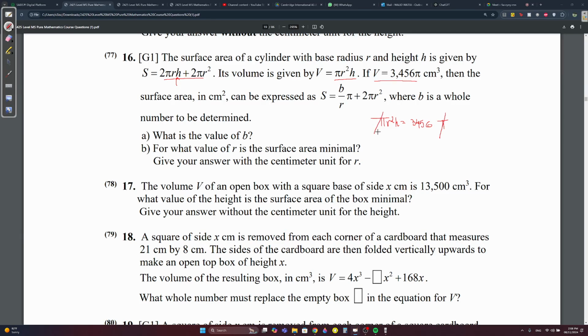You want to find an expression for h, right? That's the whole point of us substituting here. They substituted, and now it's only r. So we want to find an expression for h, so take r squared to the other side. It's 3456 over r squared.